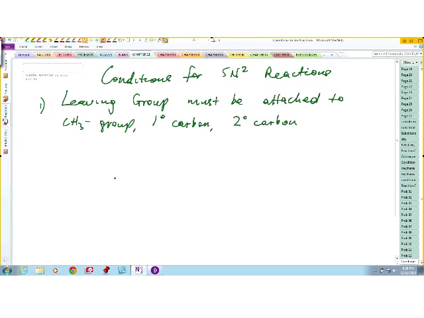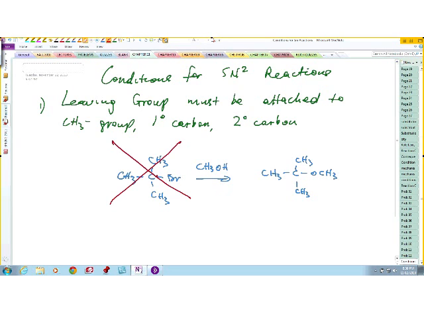So therefore, supposing I give you this reaction here. Methanol reacts with this compound here to give this. Would this be an SN2 reaction? No. That would not be an SN2 reaction, because an SN2 reaction does not take place on a tertiary substrate. Okay, that would not be an SN2 reaction. So one of the conditions of an SN2 reaction is that the leaving group must be attached to one of these carbons that I showed here.